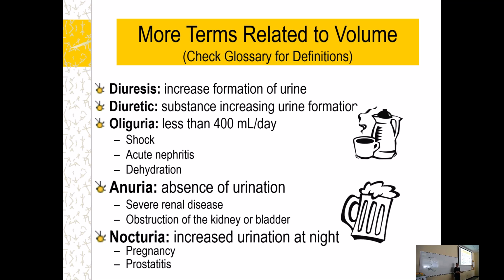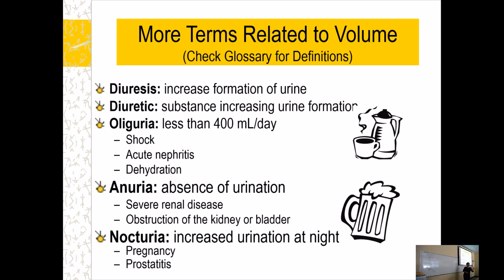So diuresis, increased formation of urine. Diuretic, something that causes an increased amount of urine formation. Oliguria, less than 400 milliliters per day of urine. Things you're going to see are shock, nephritis, things like that, where your kidneys aren't allowing the water to go through. Your kidneys aren't functioning well, and because of that, you're not having as much water.